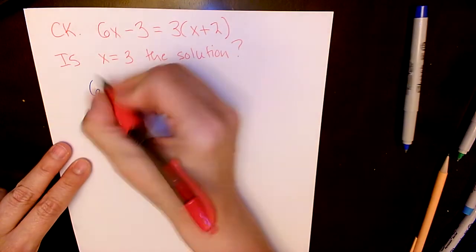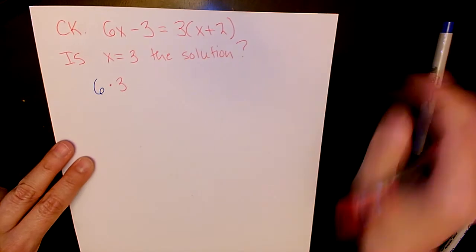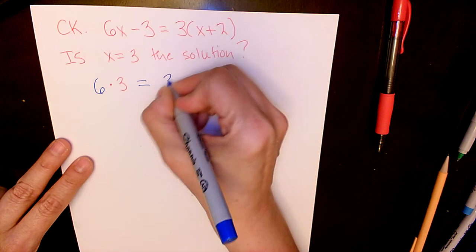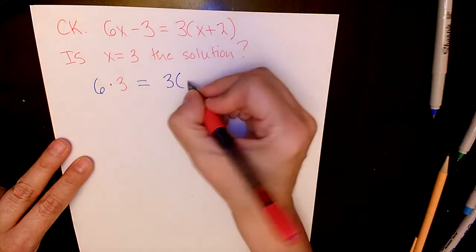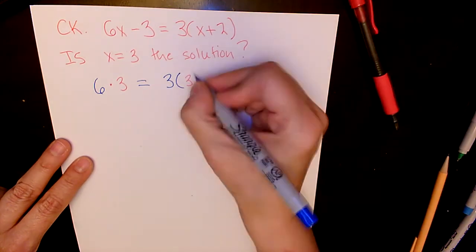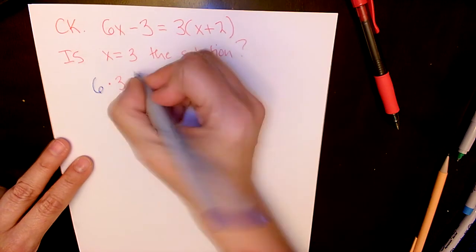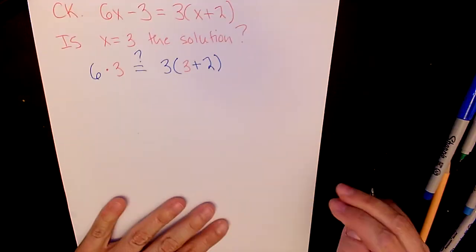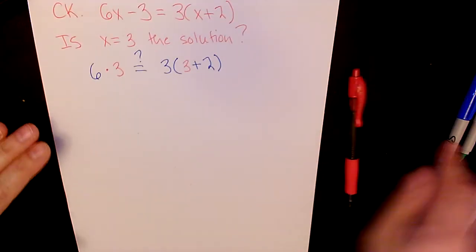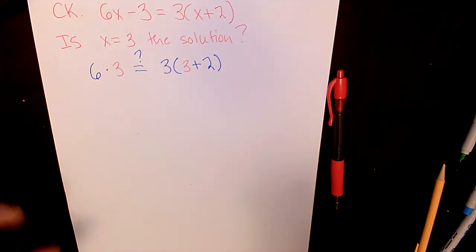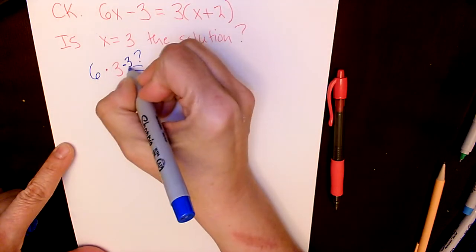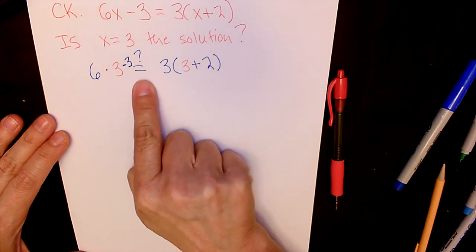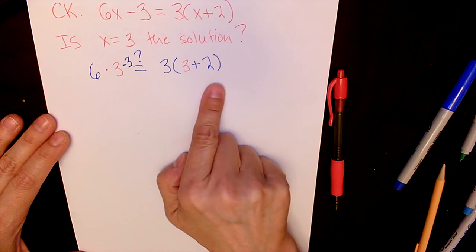and plug it in here and see if that equals 3 times... okay, so whoops, I forgot a minus 3 in here. So it's 6 times 3 minus 3. Get that in there. 6 times 3 minus 3. Does that give us 3 times 3 plus 2?